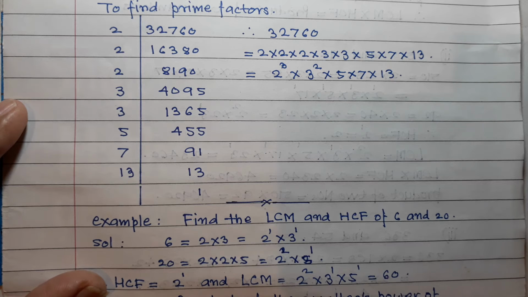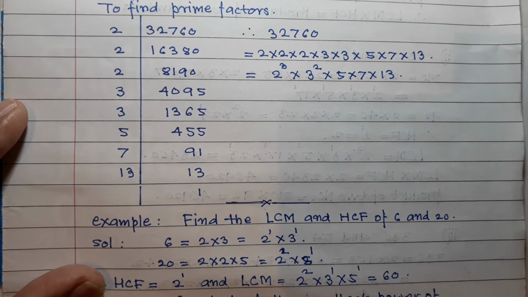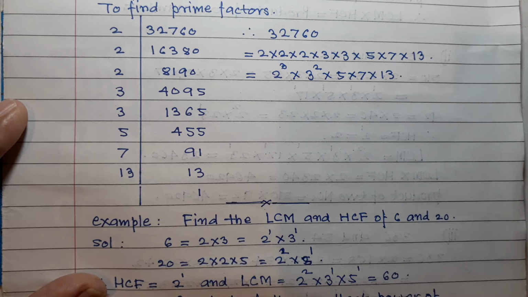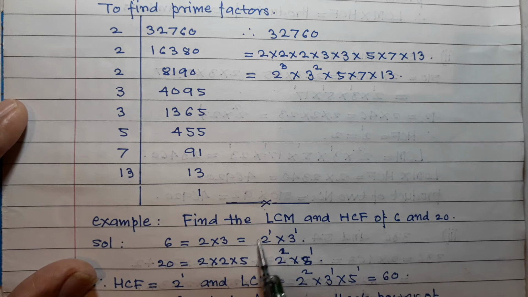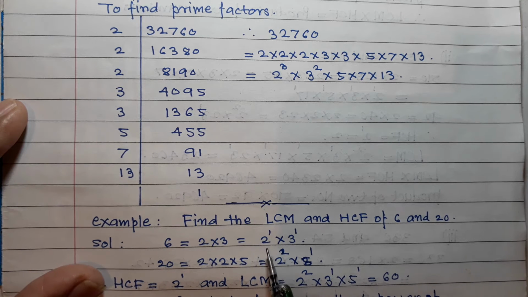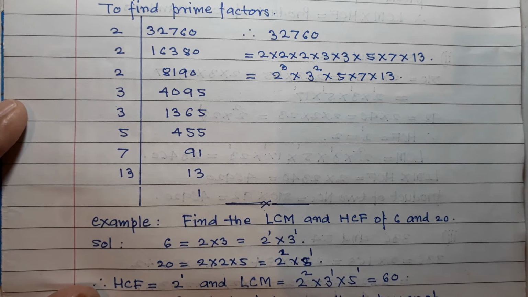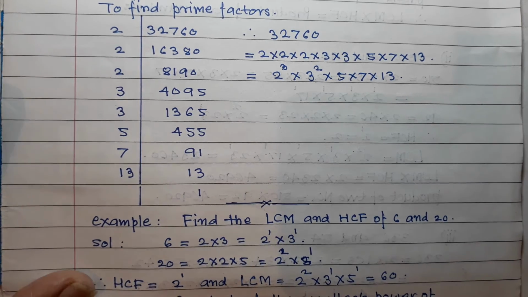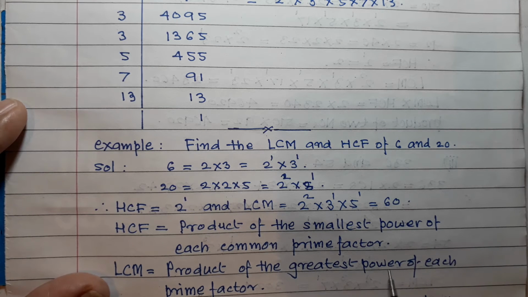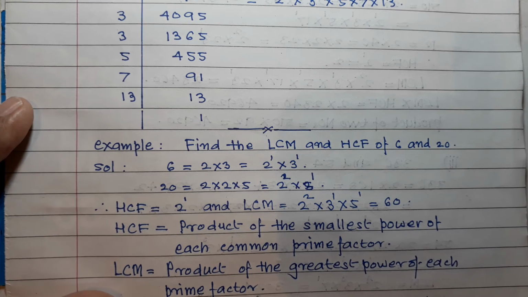Now this you try to understand. HCF is equal to the product of the smallest power of each common prime factor. So here the common factor is what? 2, and the smallest power of 2 is 1, and therefore the HCF is equal to 2 raised to 1, which means 2. And LCM is equal to the product of the greatest power of each prime factor.